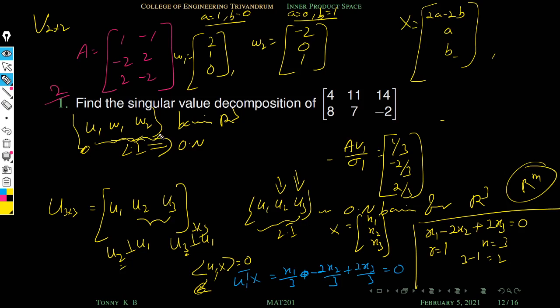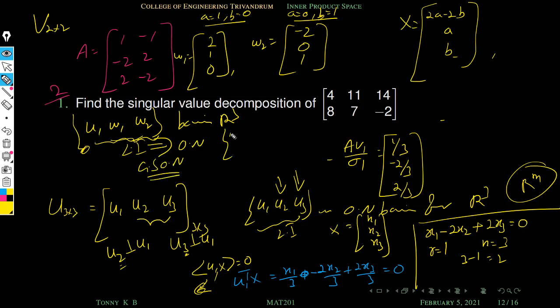Now we know that this set is linearly independent. You can easily verify this is a linearly independent set. Then how to construct an orthonormal set from an independent set? It is our Gram-Schmidt process. Using the Gram-Schmidt orthonormalization process, we can construct the corresponding orthonormal set from a given linearly independent set.